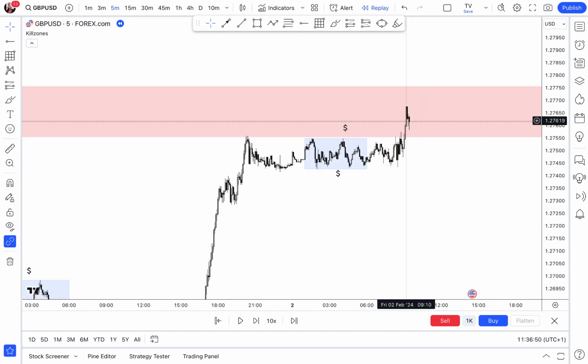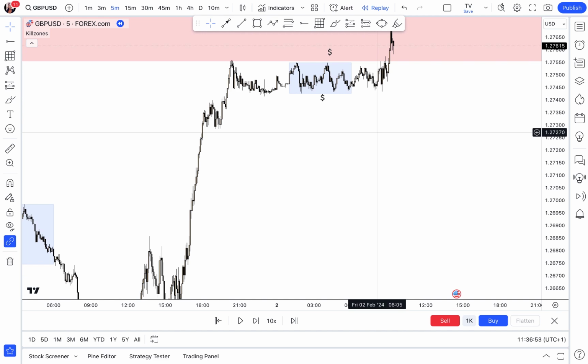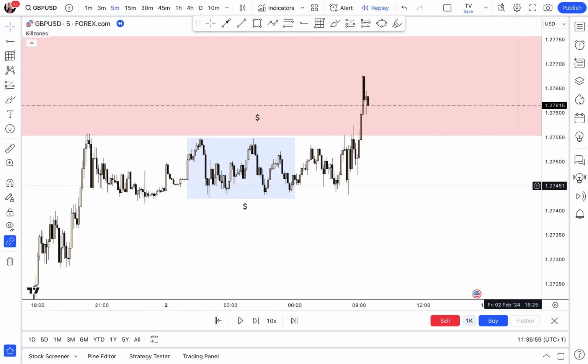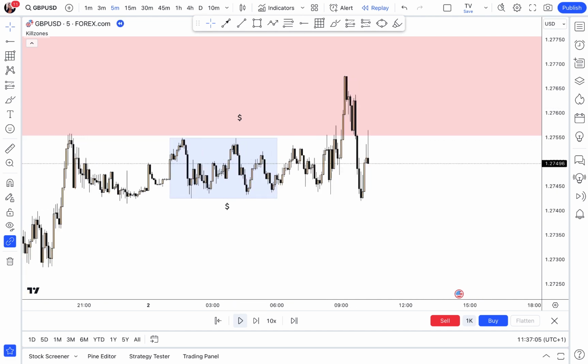So market has tapped into the supply zone. We have taken out the Asian range high. We are now looking to fill the price action at this level. So what you will start looking for now is to look for a break of structure to the downside, so that we can take a sell trade.